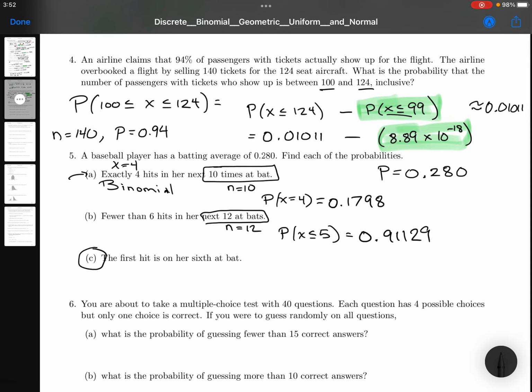C is different. We do not have a fixed number of trials. We have a first success. This is geometric.